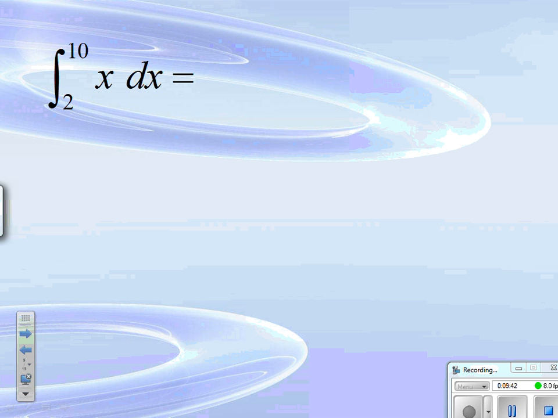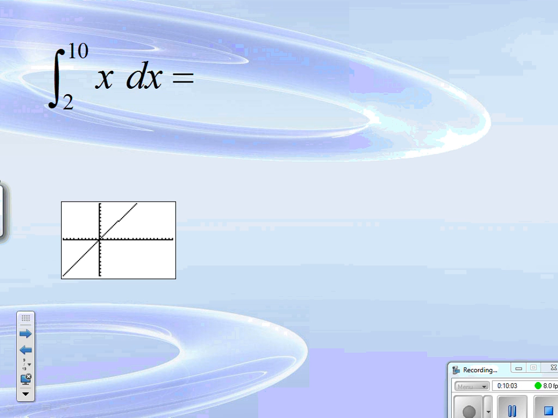Find the definite integral of the line y equals x from 2 to 10. What shape are we talking about here? Trapezoid. If it was from 0 to 10, it would be a triangle. But from 2 to 10, we're talking about a trapezoid. So there's the line y equals x, and I would have limits at 2 and 10. So that question is asking me for the area of the specific trapezoid. How long is this line? 8. How long are the two bases? 2 and 10. So the area would be 1/2 of 2 plus 10 multiplied by 8. 48.